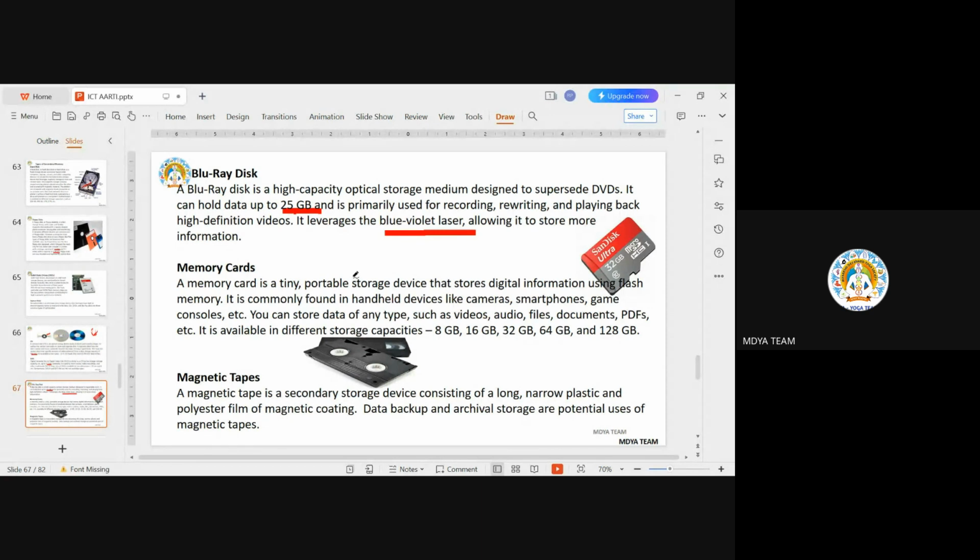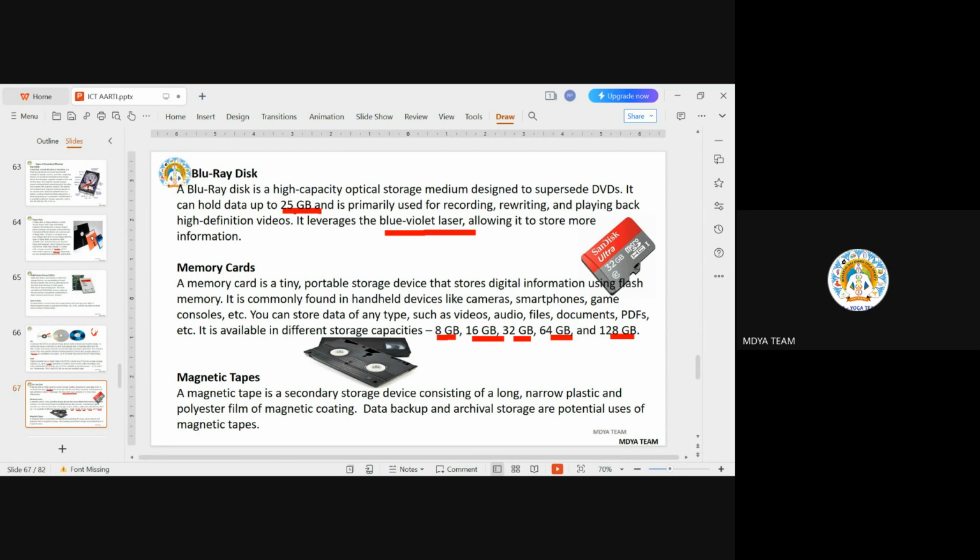It is available in different storage capacities. Now, what's the capacity of the memory cards? 8 GB, 16 GB, 32 GB, 64 GB, 128 GB. Up to 128 GB. The memory card capacity is this much.